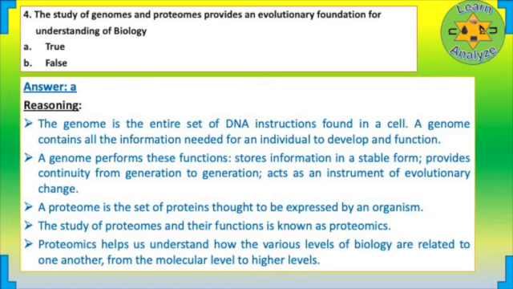The answer to the question is option A, because the genome is the entire set of DNA instructions found in a cell. Genome contains all the information needed for an individual to develop and function. A genome performs these functions: stores information in a stable form, provides continuity from generation to generation, acts as an instrument of evolutionary change. A proteome is a set of proteins thought to be expressed by an organism.